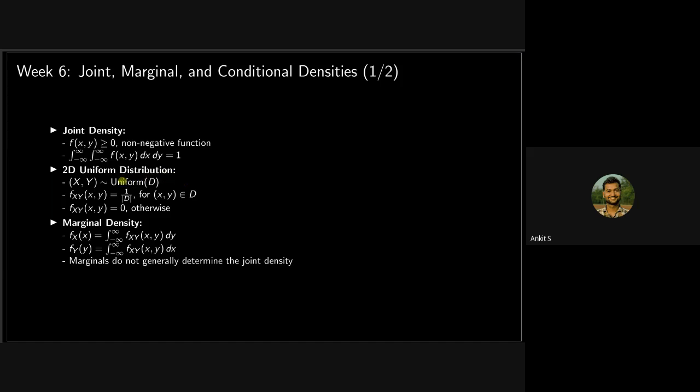One of the special cases was the 2D uniform distribution. Suppose you have two random variables, x and y, and these have uniform density in some region. Then the PDF is simply 1 divided by the area of that region. I hope you remember this.